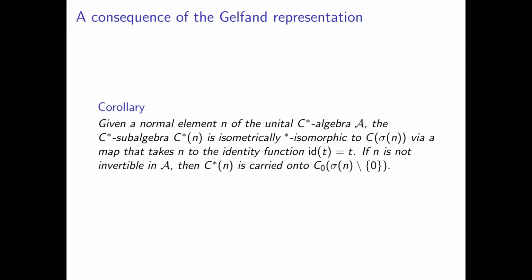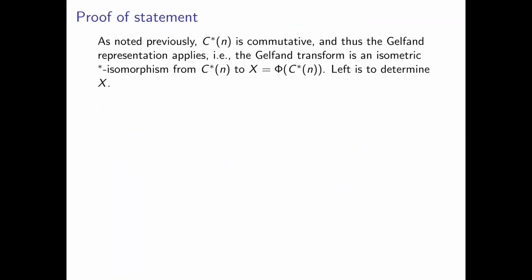And then we have to take the functions that vanish at this point that we excluded. So let's just briefly look at how we actually use the Gelfand representation to prove this statement. So first off, we note C star n is commutative, and therefore the Gelfand representation applies. That is, the Gelfand transform is an isometric star isomorphism from C star n to the set of continuous functions on the set of characters on this algebra here. And we denote it by X because we don't know what it is yet. So what is left is to determine what X actually is.